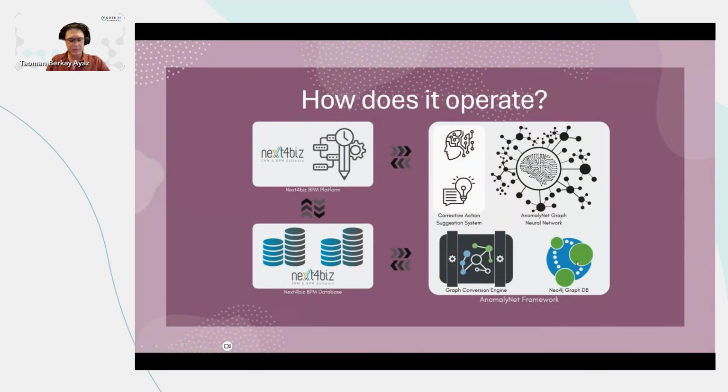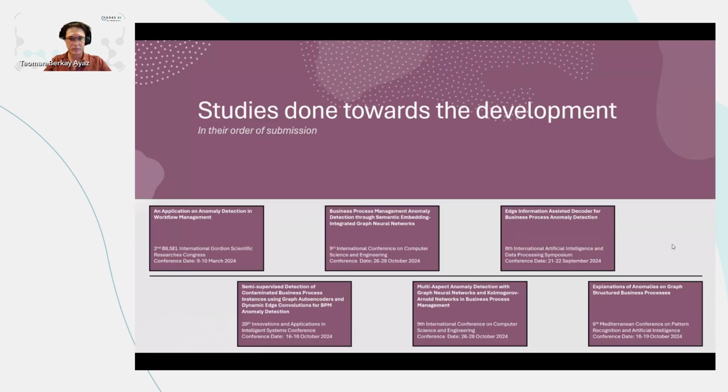Neo4j graph database. Once that is done, the graph neural network, which will act as the brain of the framework, will perform anomaly detection on the event logs. And once that is done, the framework is aimed to provide users with corrective action suggestions. They can be thought of as deep learning model-based evaluations of how to optimize a given workflow.